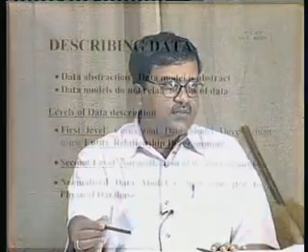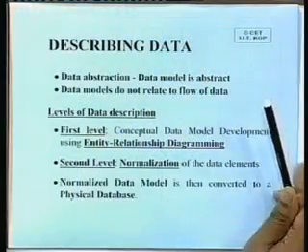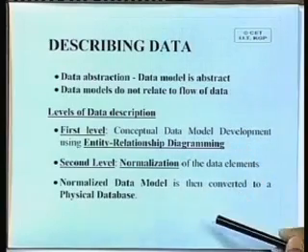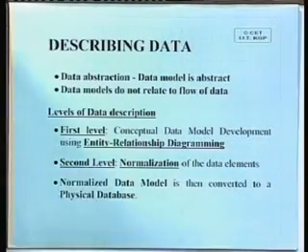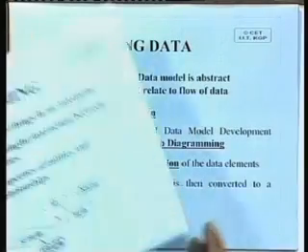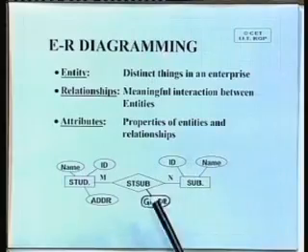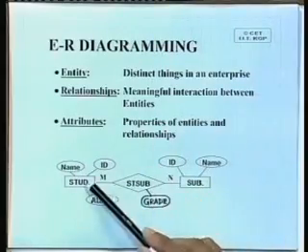Data description. Essentially what I was telling you in the previous class, that the data description is a kind of data abstraction and it is independent of the data flows, and there are two ways it can be done. One is entity relationship diagramming and the second is normalization.